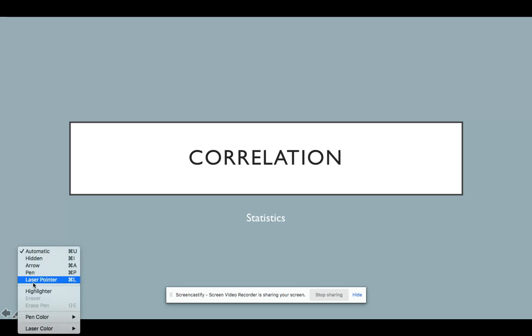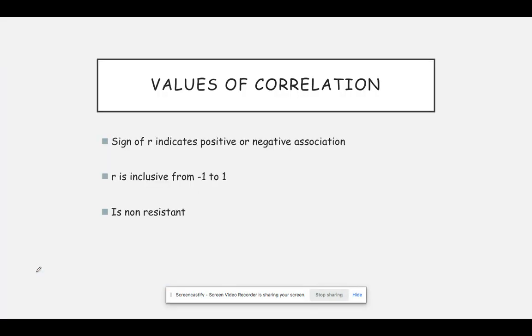Today we're going to talk about correlation. Correlation is a way that we can measure the linear relationship between two variables. Correlation is the variable R, and the sign of your correlation indicates whether or not your data has a positive or negative association. If you have a positive correlation, your data is going to have an increasing trend as you move from left to right.